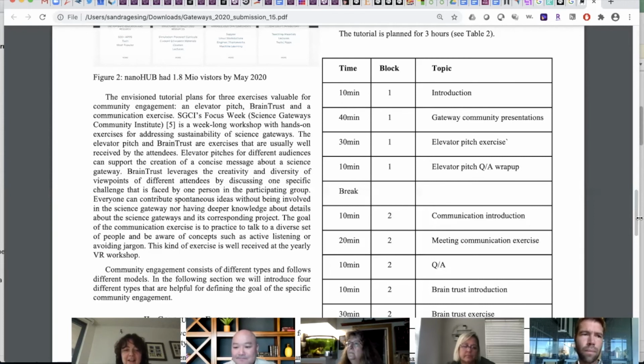Back to our exercise. So it was a Gateway community presentation. Shannon and I will send more planning details around, and the idea was to have four or five presentations of, let's say, 8 to 10 minutes, so not too many presentations, but also not too long.